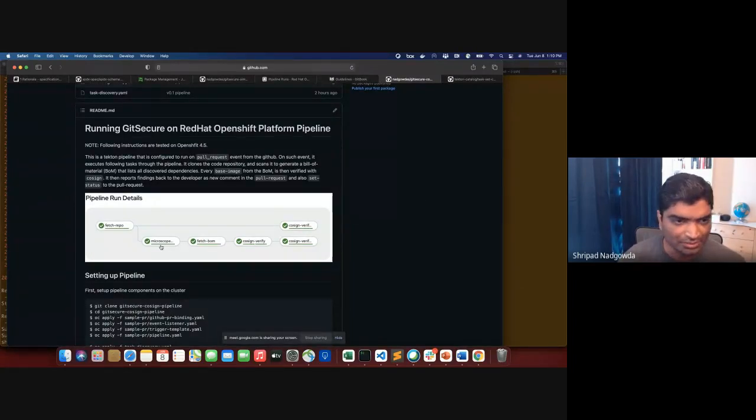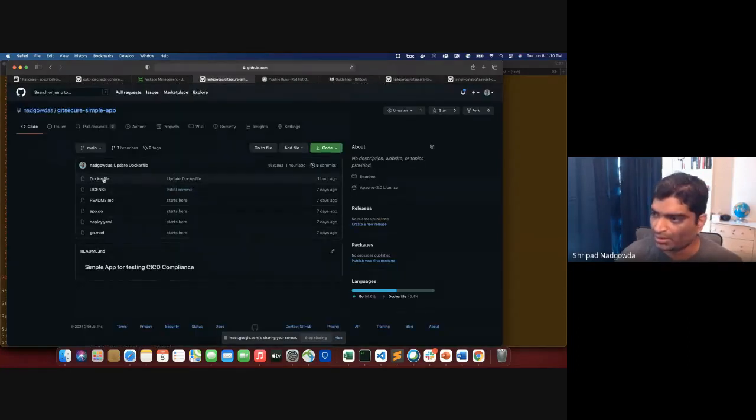Once we have that, we have this cosign verify stage, which identifies the base images at the moment. It identifies all the base images that you are using, and then verifies using cosign whether these base images are signed properly. Then it notifies the developer in the form of comments and drives the status of this pull request about the findings. So let me quickly show you.